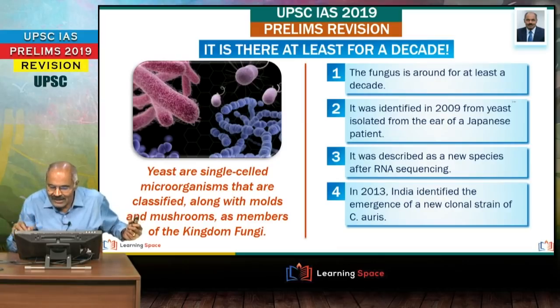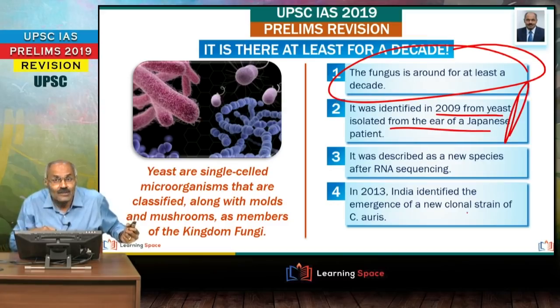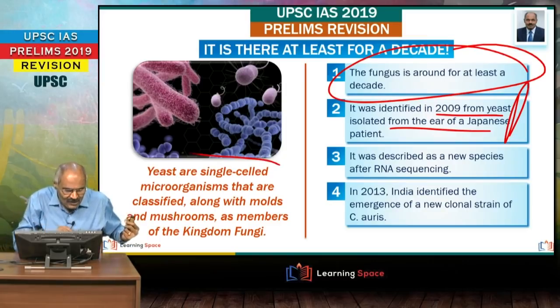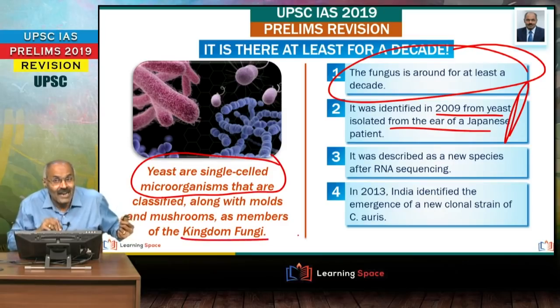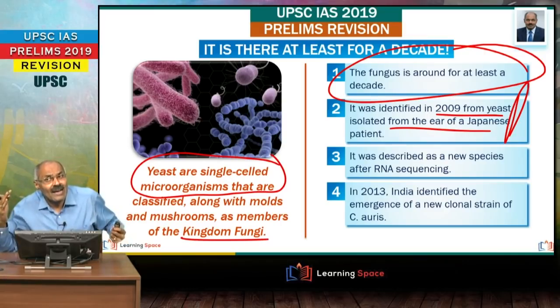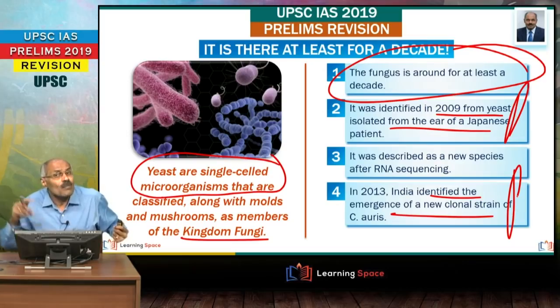Here, in fact, it was there for around a decade and it was identified in 2009 from the ear, isolated from a Japanese patient. And what is yeast? Yeast is nothing but single-celled microorganisms, and they are from the kingdom of fungi. Broadly you can remember this Candida auris is a fungal infection, and it is there for around a decade, and India identified this in 2013. The problem is there in India also, please don't forget.